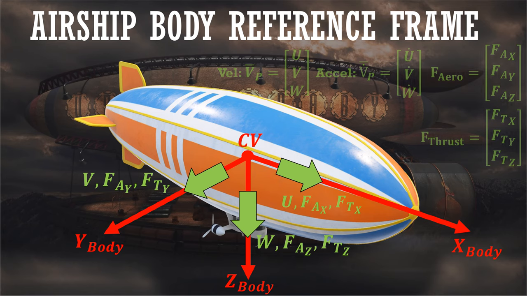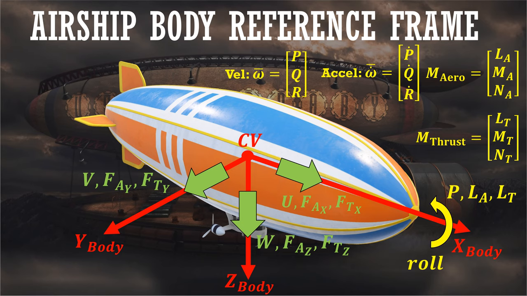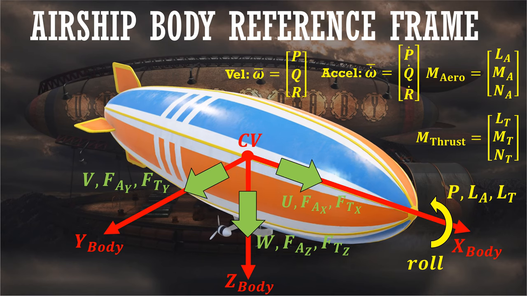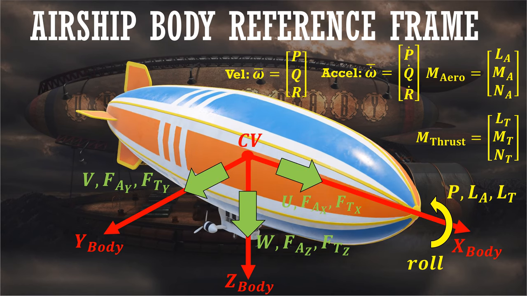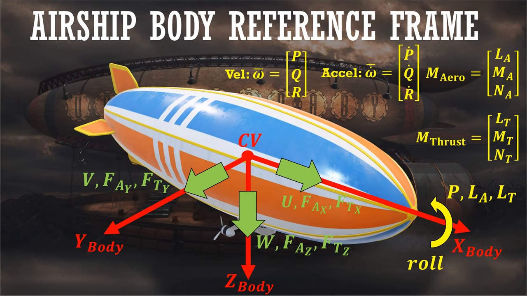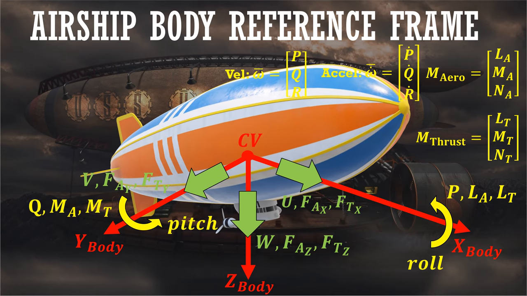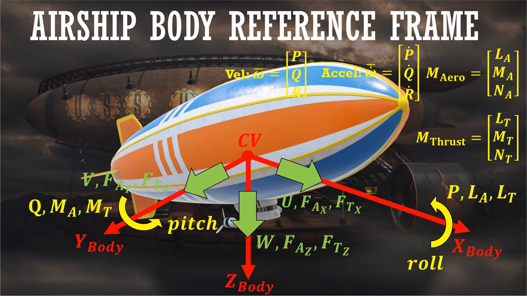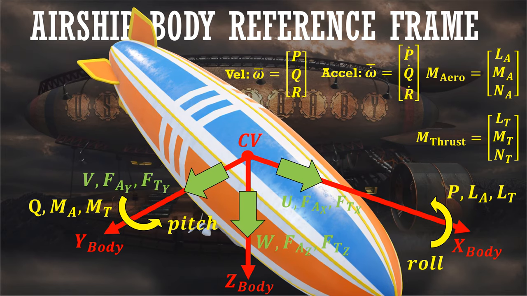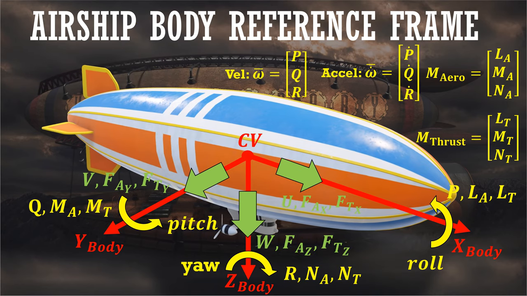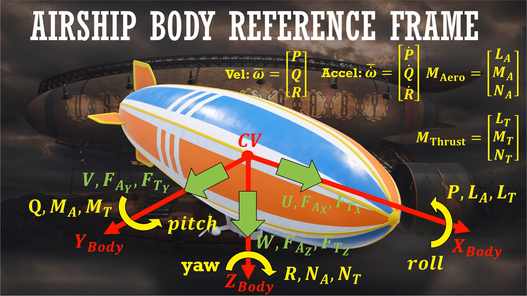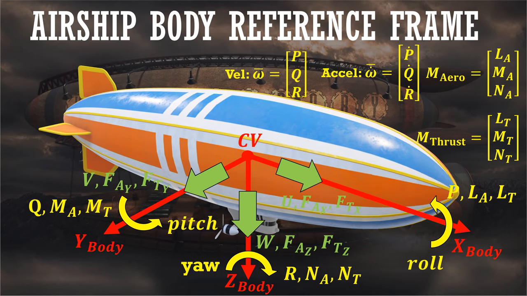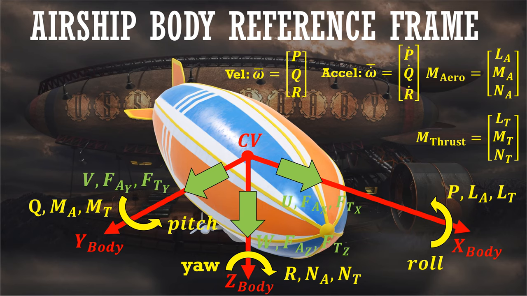Let's go ahead and take a look at our angular values, starting with rotation about the X body axis. We call this roll. We can have an angular velocity of P, an angular acceleration of P dot. We can have moments due to aero and thrust loads, which we call L_A and L_T. If the airship rotates about the Y axis, we call this pitch, and we can have an angular velocity of Q, an angular acceleration of Q dot, a moment due to aero loads of M_A, and a moment due to thrust of M_T. Now let's look at the Z axis. If the airship rotates about the z-axis, we call this yaw, and we can have an angular velocity term of r, an angular acceleration of r dot, a moment due to aero loads of N_A, and a moment due to thrust of N_T.